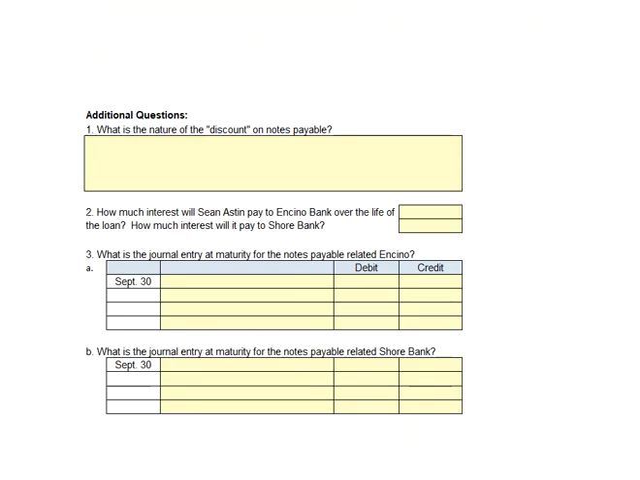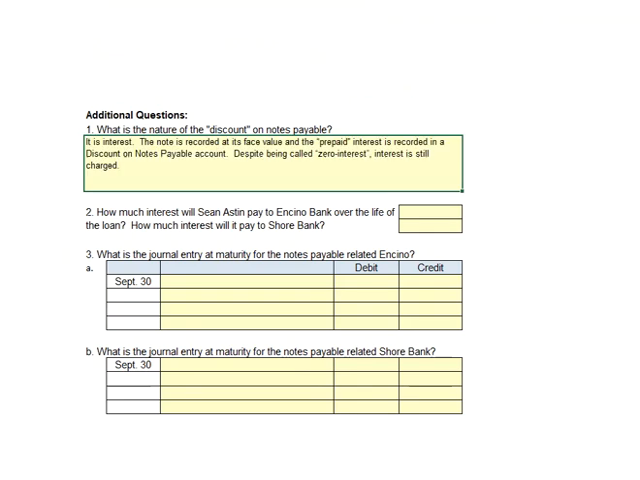Let's take a look at several additional questions. What's the nature of that discount on the notes payable? It's essentially interest. The note is recorded at its face value, and the quote prepaid interest is recorded in a discount on notes payable account. We haven't really prepaid the interest. Despite being called zero interest, the interest is still charged. It's just that we receive $50,000 up front and are going to pay back $54,000 at the end.